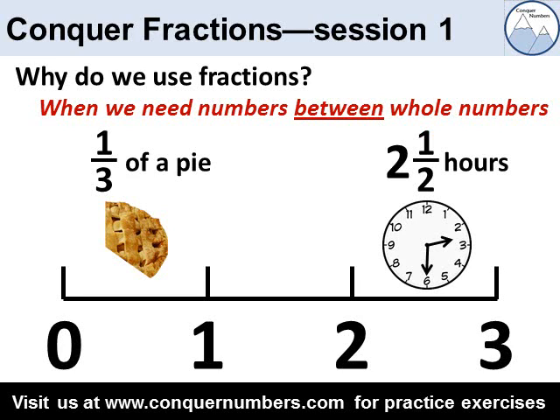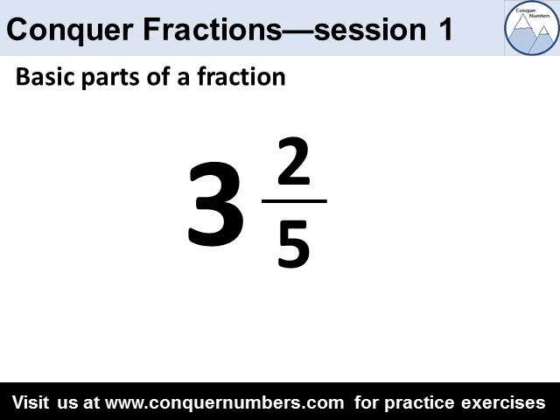Now let's say on your way home from Grandma's, it takes you 2.5 hours to drive home. It takes you more than 2 hours. If it was 2 hours, it would be over here. But it takes you less than 3 hours. If it was 3 hours, it would be over here. It takes you 2.5 hours, which is between 2 and 3 hours. And in both these examples, the fractions let us understand that we're counting things between the whole numbers. 1/3 of a pie is between 0 and 1 pies, and 2.5 hours is between 2 and 3 hours.